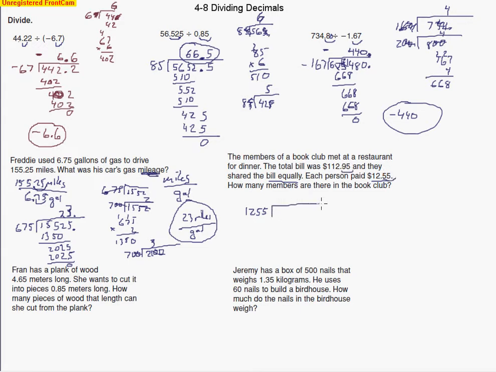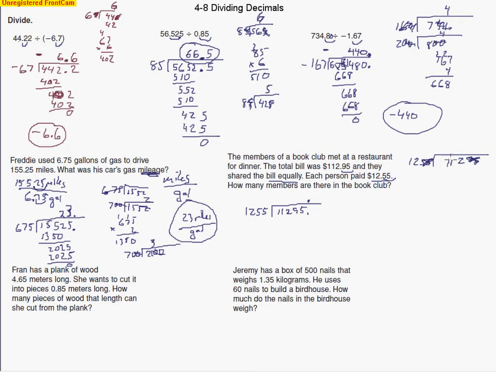I'm dividing it into 11,295. Decimal point goes at the end. Now this is an even number. There can't be a half of a person, so I know it's going to end up going evenly. So let's try this. Let's think of this as 1255 into 11,295. So let's go ahead and cross off these two numbers right here.